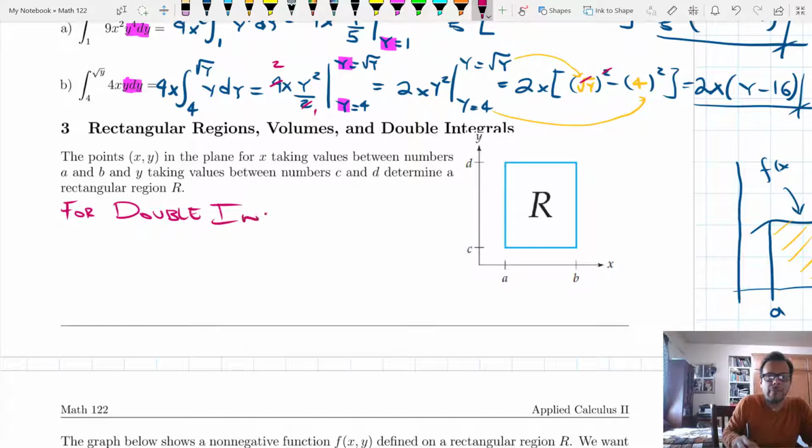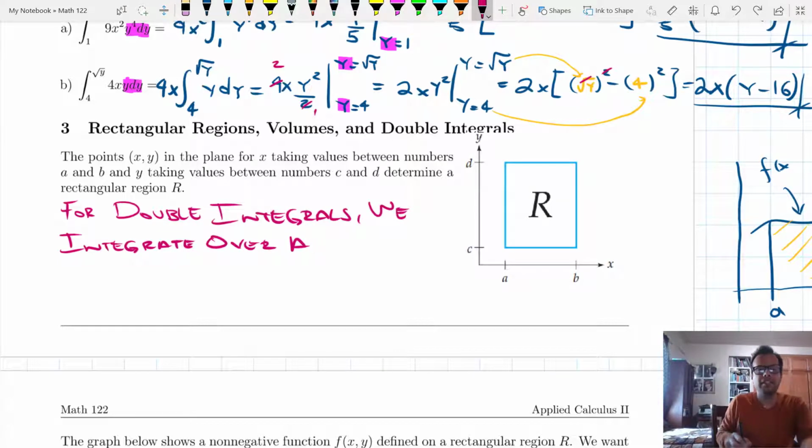Double integrals, we integrate over a region. It's over a region as opposed to a simple integral. The simple integral, right? We integrate over an interval, a line, if you will, I mean, an interval. In this case, it's over a region R, creating this area, giving us this area.